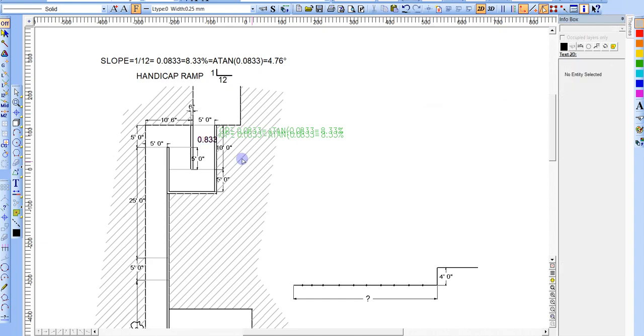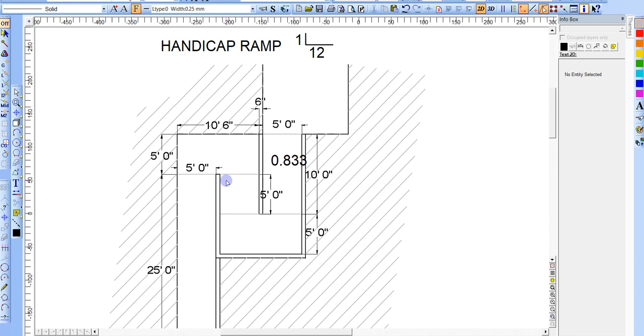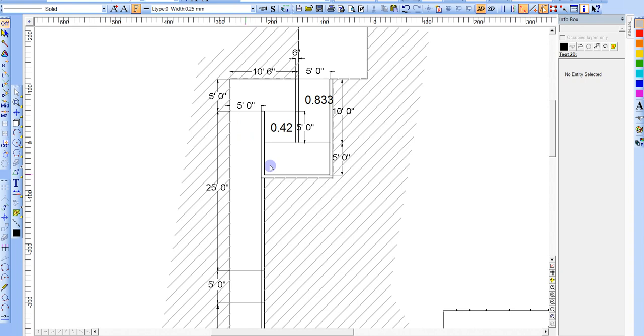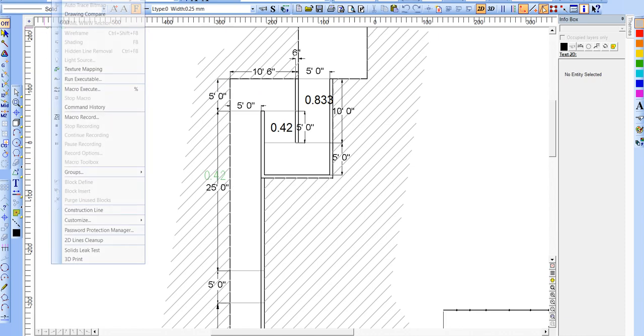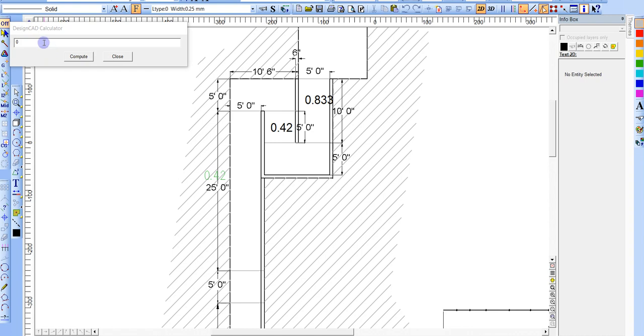And that's feet. So let's zoom in a little bit, and then this one here would be half that, so that's 5 inches, 0.42. And then right here, 20 feet, so it's going to be 20 inches, 1.67. So you go tools, calculator, 20 times 0.08333333, and that gives you your number, 1.666667, which is 1.67, just rounding.